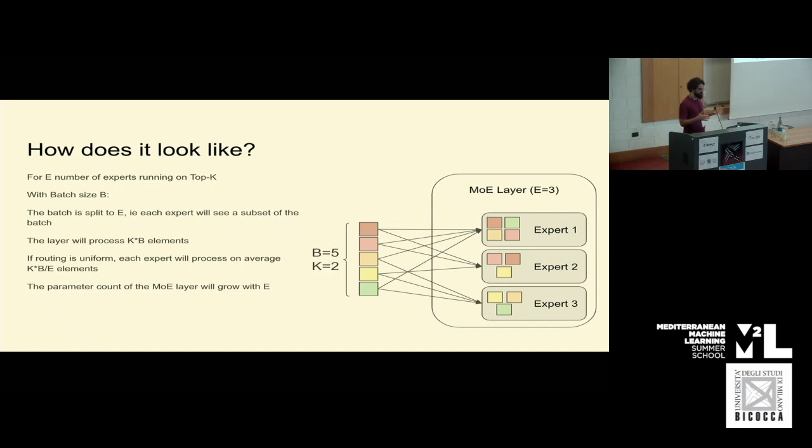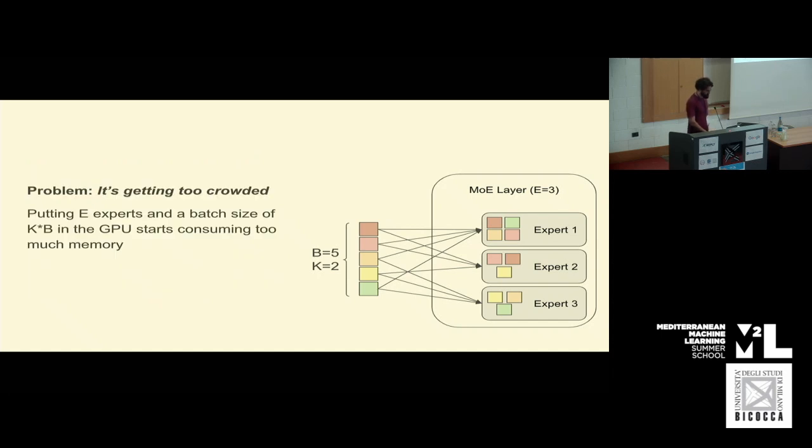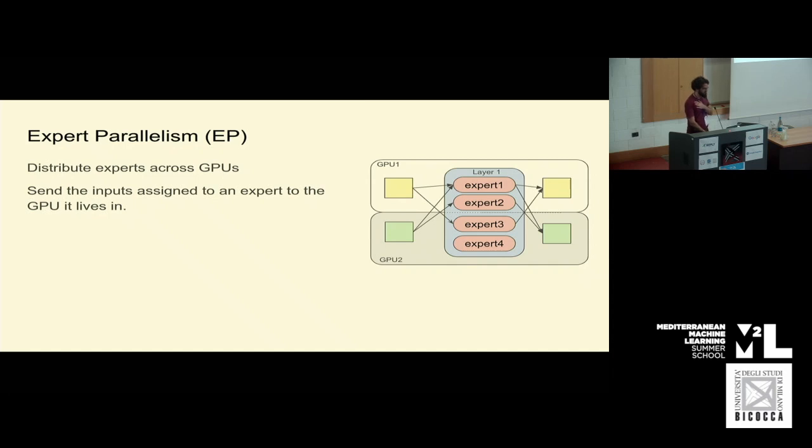And the parameter count of the layer is going to grow with E. So as you increase E, the number of elements that each expert is going to see is going to shrink, and the number of parameters is going to grow. And one problem you can already think of is that this is going to take a lot of memory. So putting E experts and the batch size of K times B in the GPU starts becoming expensive. So one way you can address this, it's not the only way, but it's one proposed in the paper and widely used, is expert parallelism. This is a bit similar to other, more well-known parallelism techniques, but it has some particularities to it. The idea is that you just put different experts into different GPUs, and then you just send the inputs to the GPU where the expert lives.